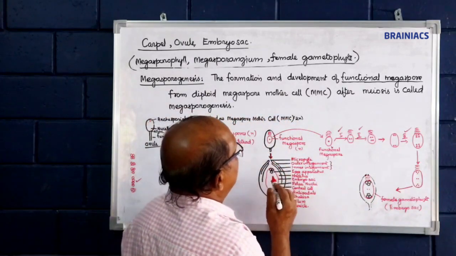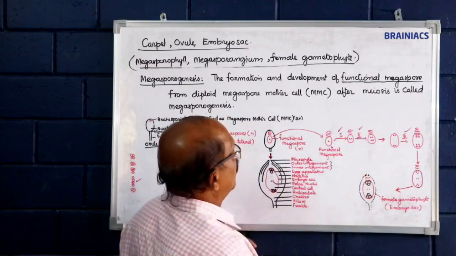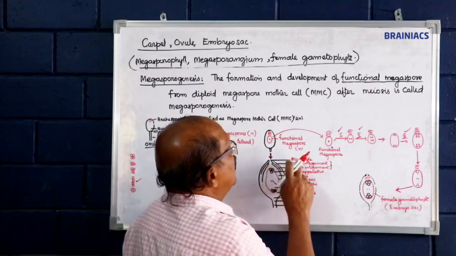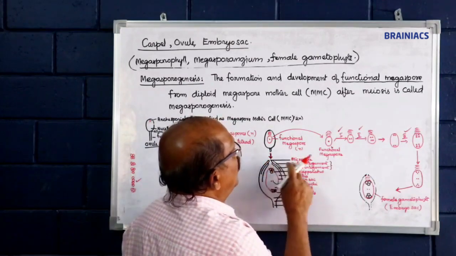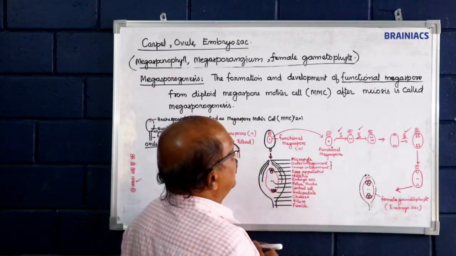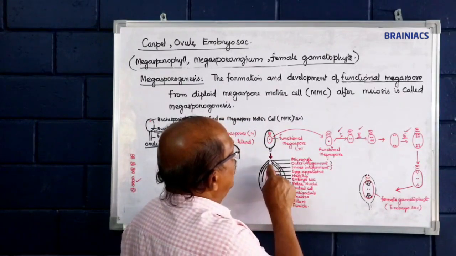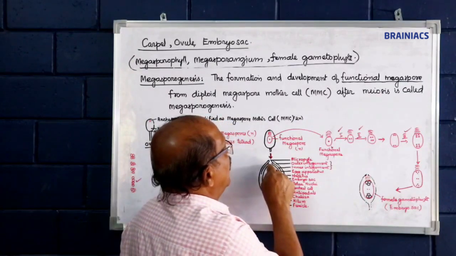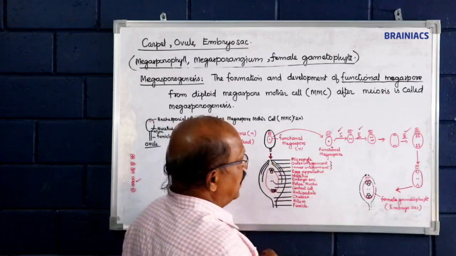So we know this is the minute opening, formed by rupturing the integuments, outer and inner integuments. So this is the micropyle. The outer and inner integuments, thus two integuments. So this is the micropyle. This is the opposite region. The region of the embryo sac at the micropyle end.